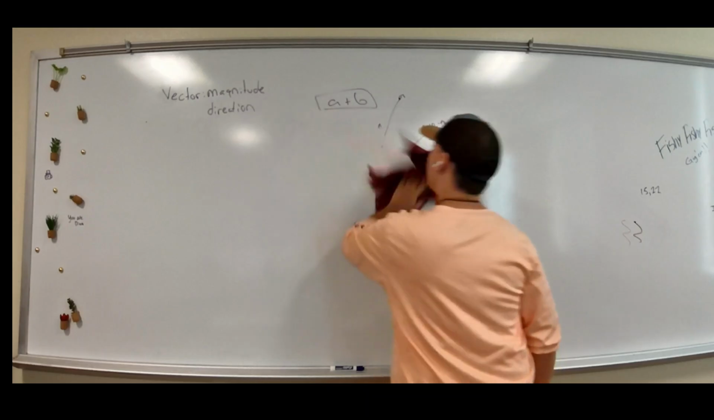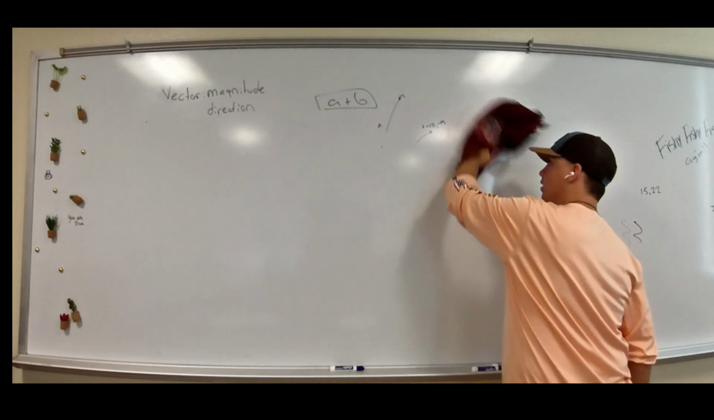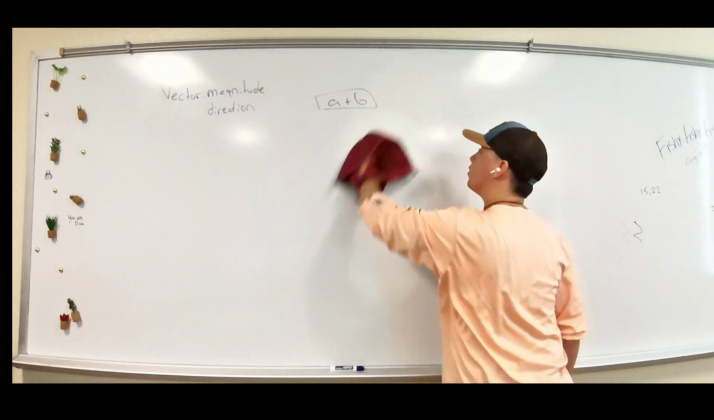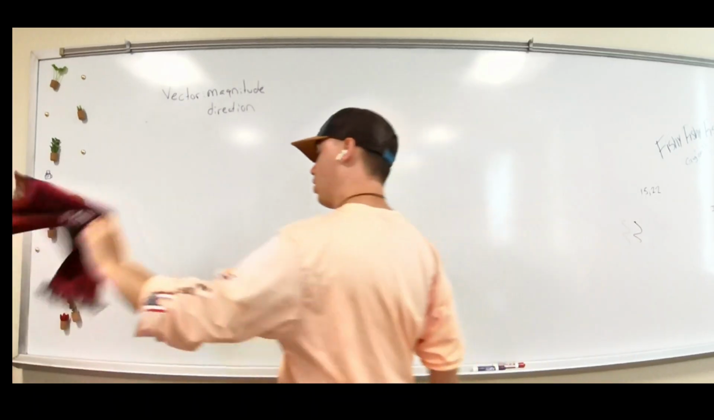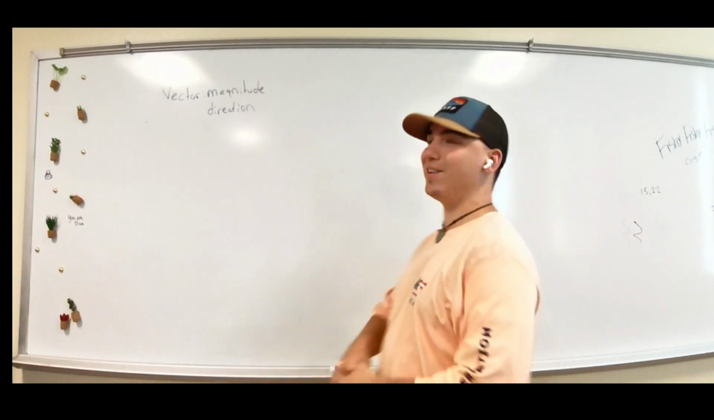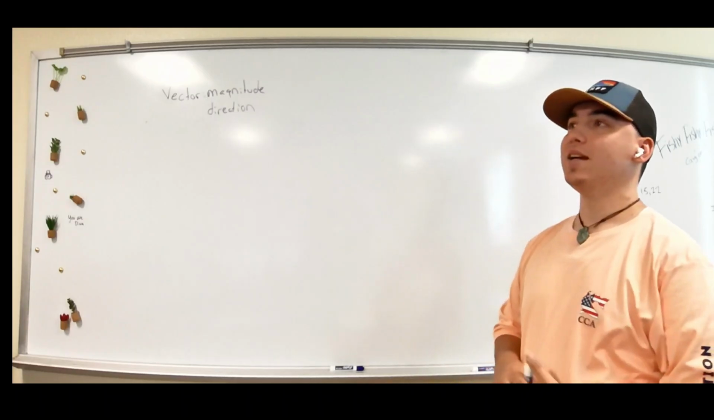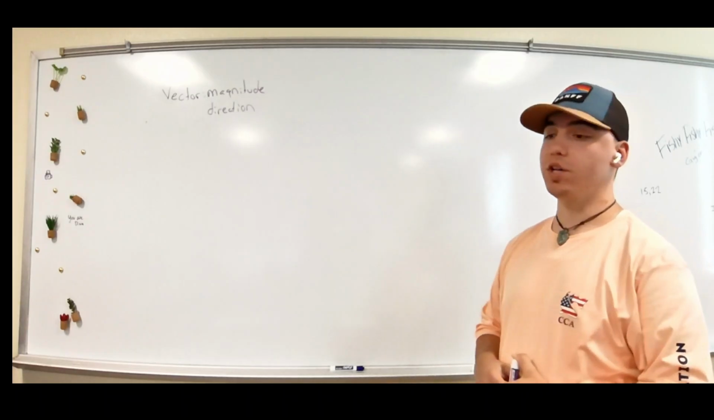So, first, let me remind you what a vector is. A vector is a magnitude and a direction. So, what is a unit vector? A unit vector refers to the word unit.